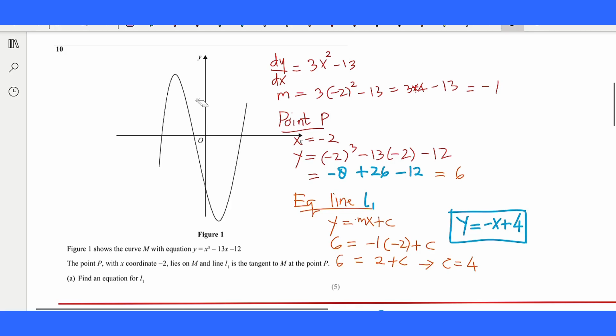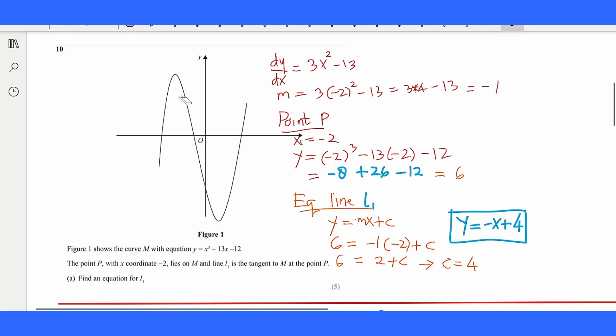To find the equation, we have to get the coordinates of point P for x equals -2. Plug the -2 into the original equation: -2 cubed minus 13 times -2 minus 12. If we work this out with a calculator, we get 6. So the coordinate of point P is (-2, 6).